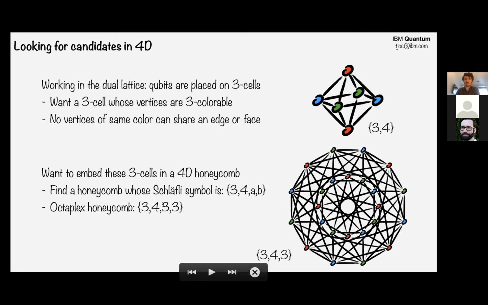Can I just ask a question on the slides? Sure. You're saying that you want a 3 cell whose vertices are 3 colorable. Would something that is 2 colorable also work? No, we want 3 colorable because we're going to define 3 of the code blocks by these 3 colors. And then the 4th code block is going to be represented by the 4 cells. An analogy: anything that is 2 colorable is 3 colorable in a sense. Is there an extra assumption, in the sense that you want some symmetry between the colors?